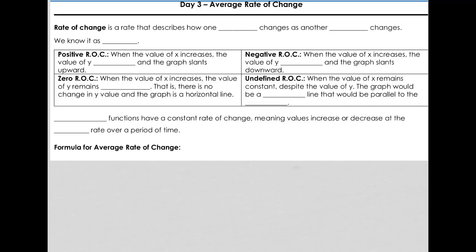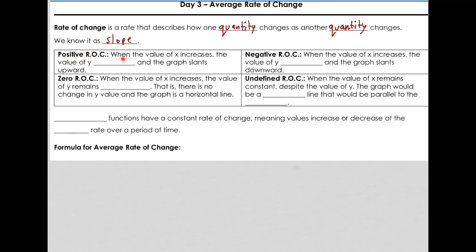Okay, on average rate of change. Y'all know how I do it. Words are words. I want you to have them, but I don't focus too much on it. I like to get straight to the math. So at this point, we're pretty much just filling in blanks. So rate of change is a rate that describes how one quantity changes as another quantity changes. And you guys are used to hearing it as slope.